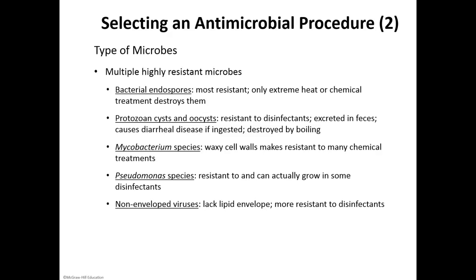Mycobacterium species have mycolic acid in their cell walls, which makes them very resistant to chemical treatments. But autoclaving is a mechanism we can use to kill them. Pseudomonas species is super resistant to disinfectants. In fact, it grows in disinfectants a lot of times, and this is one of the reasons why Pseudomonas species can cause so many hospital-associated infections, because you have Pseudomonas growing in some of these disinfectants that we're using.